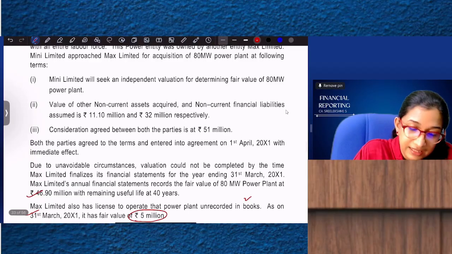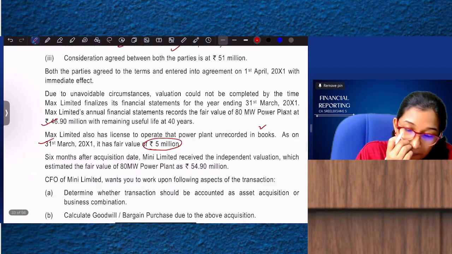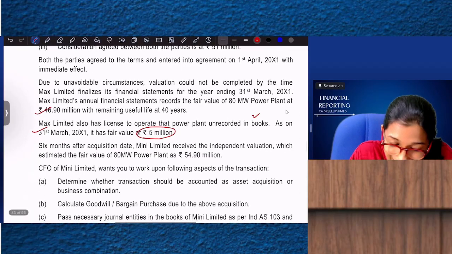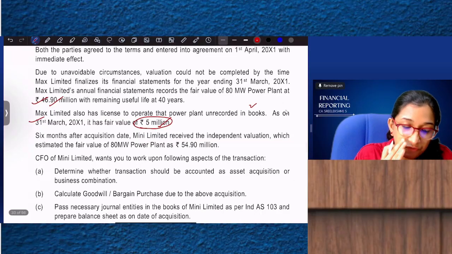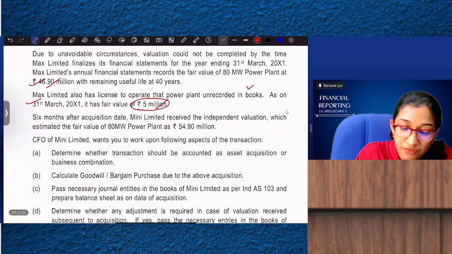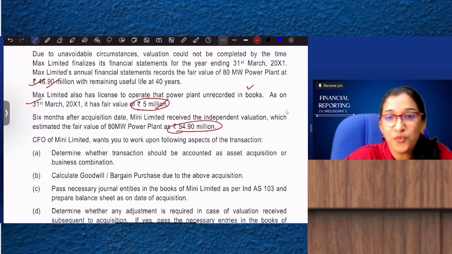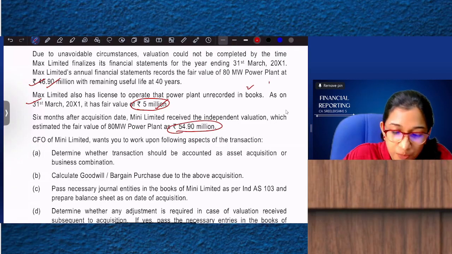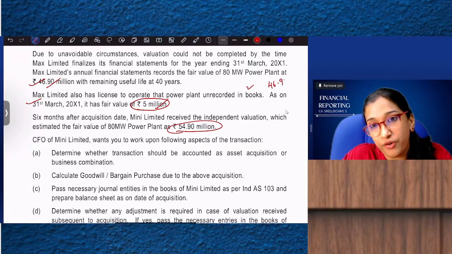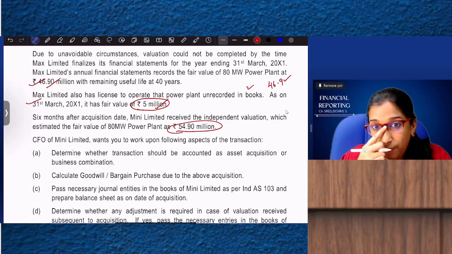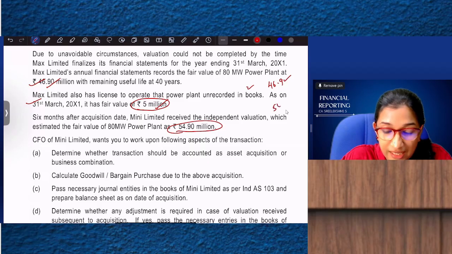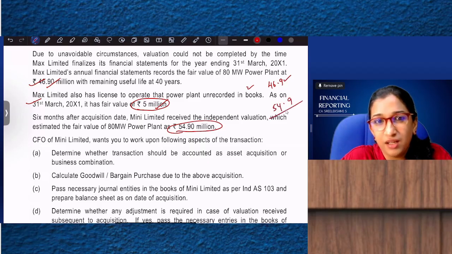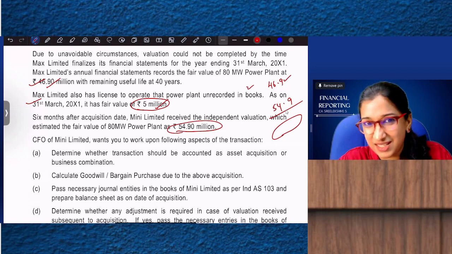So here, other assets, other liabilities, power plant valuation, license valuation. 6 months after, the estimated fair value is 54.9. What could be the journal entry? Again, see, 46.9 was the value you already recorded. Now the value is finalized as 54.9, so the power plant value is increased.